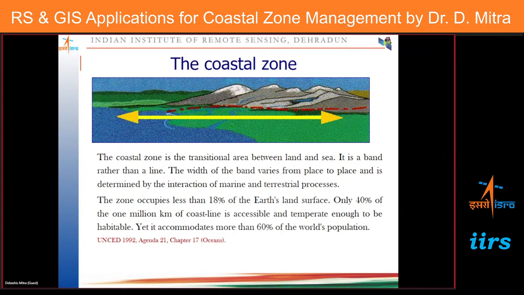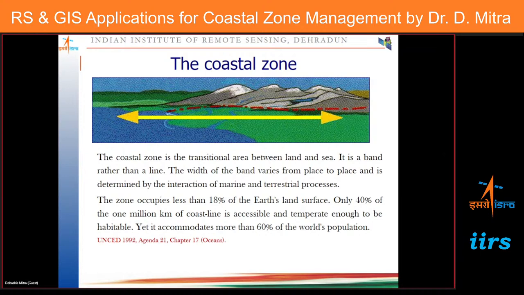The zone occupies less than 18% of the surface of the globe. So the area is not very high. It is only 18% of the total land surface of the earth. And if you see worldwide, the total coastal length is around 1 million kilometers, out of which only 40% is accessible. That means where we can go, and that is temperate enough to be habitable, where a human being can stay. Only 40% of the total 1 million kilometer long coastline.